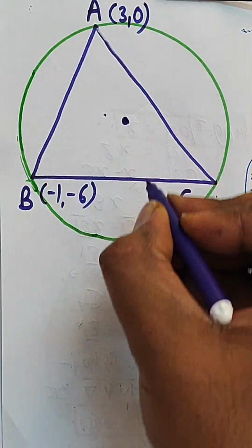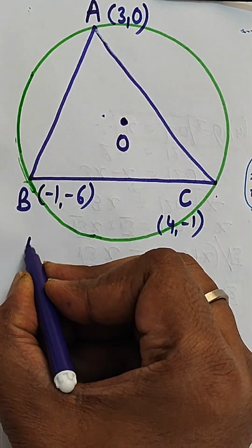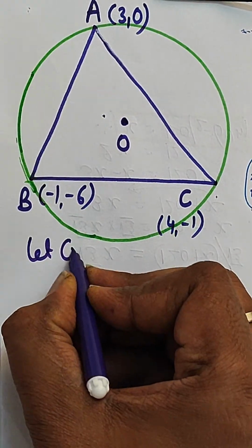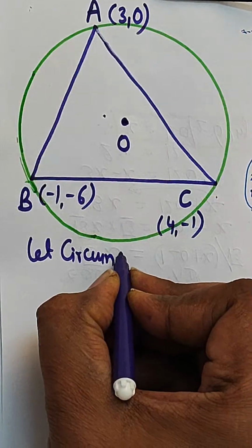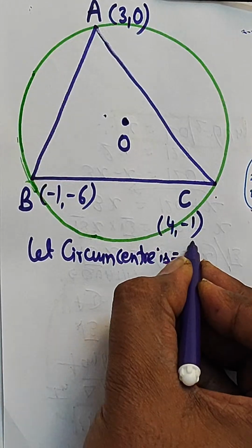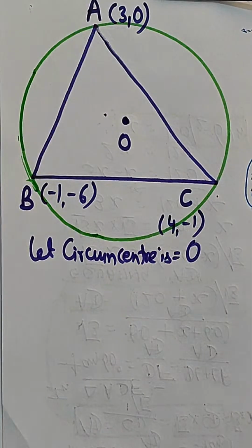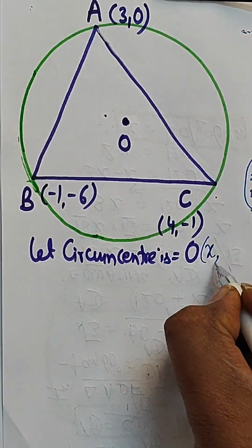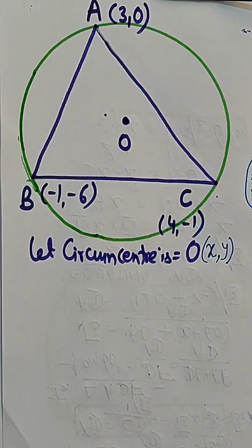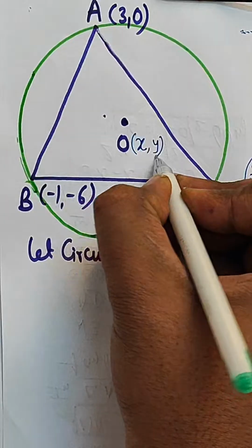Okay, so let us say this O is the circumcenter. Let the circumcenter be O, and the coordinates of this circumcenter are X and Y. Let us say the coordinates of this circumcenter are X and Y, right?